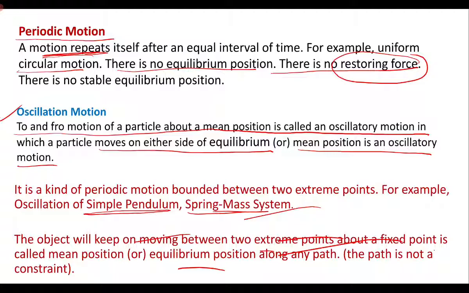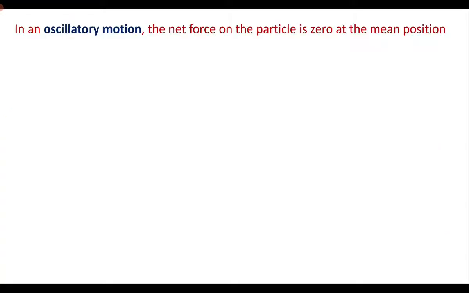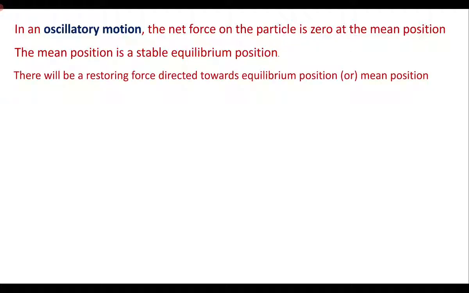The object will keep on moving between two extreme points about a fixed point called the mean position, or equilibrium, along any path. In an oscillatory motion, the net force on the particle is zero at the mean position. The mean position is a stable equilibrium position. There will be a restoring force directed towards the equilibrium position or mean position.